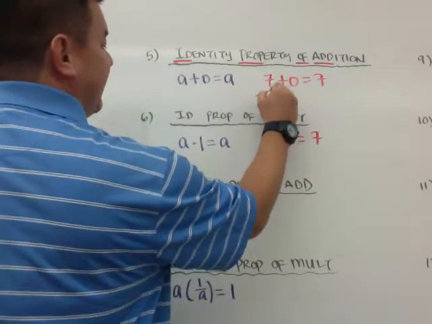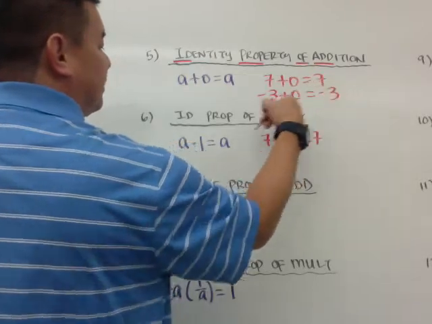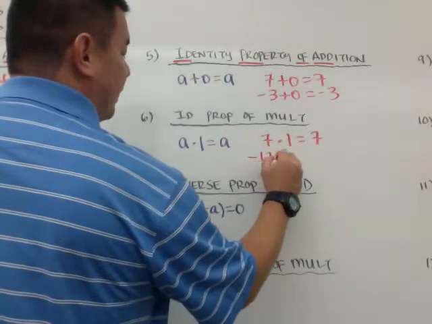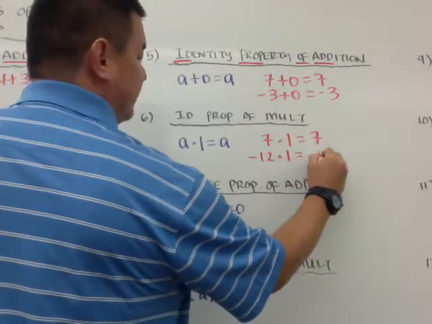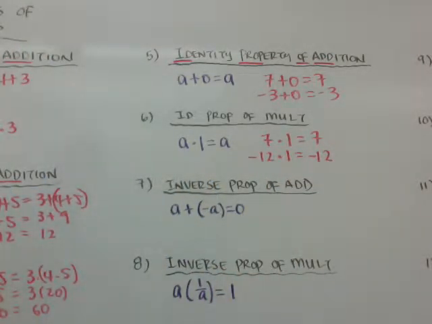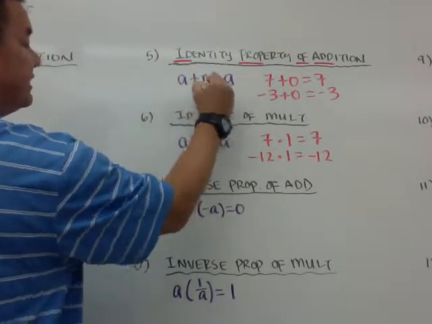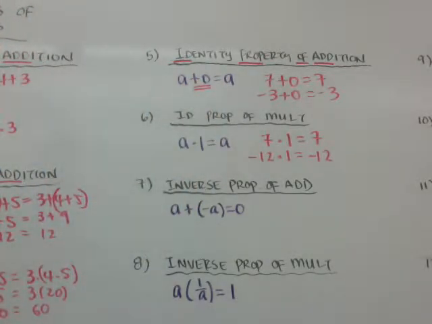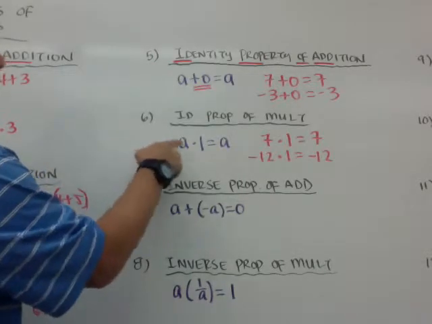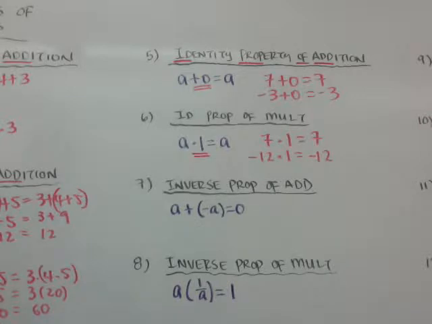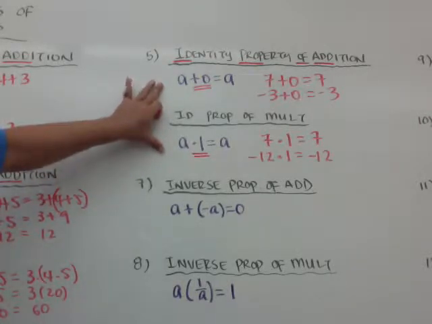Or even if I did negative 3 plus 0, that's still going to equal itself, which is negative 3. And even if I did negative 12 times 1, it's still equal to negative 12. The identity did not change. So in this case, identity property of addition, you're adding 0. And in number 6, identity property of multiplication, you're multiplying by 1. And again, it doesn't change. The identity stays the same.